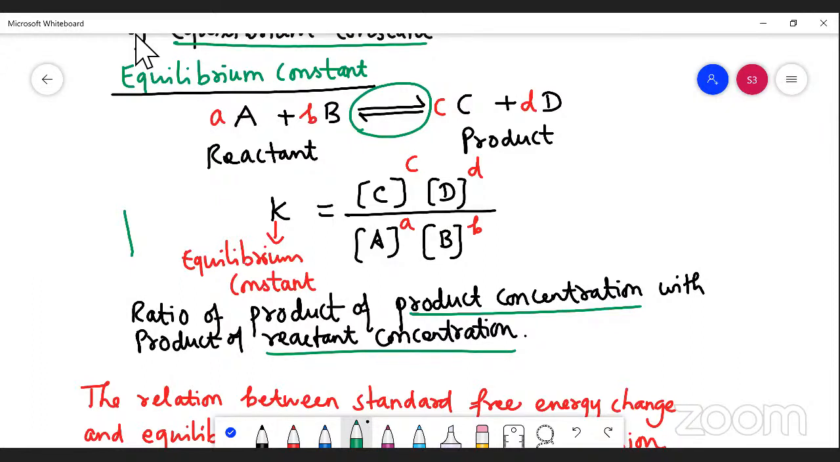Now I took one equilibrium reaction where I consider two reactants A and B and two products C and D. I am indicating that it is an equilibrium reaction. Equilibrium reaction means the reactants give a product conversion, and again the product is converted back into reactant. So the equilibrium constant is the product concentration with the reactant concentration.